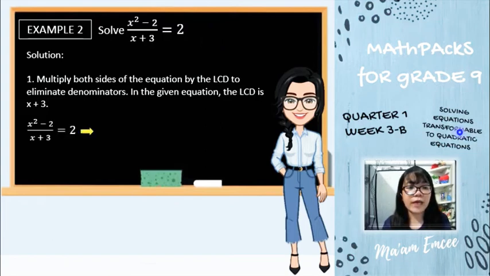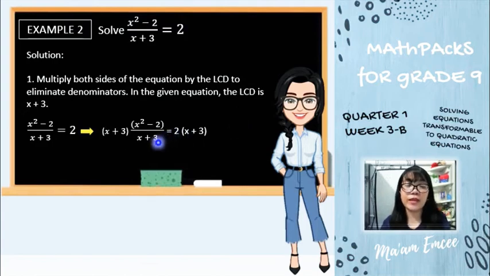So we multiply x squared minus 2 over x plus 3 by x plus 3, and then we multiply 2 by x plus 3. And then we simplify. So we can cancel out this x plus 3 because x plus 3 over x plus 3 is just equal to 1, and 1 times x squared minus 2 is just equal to x squared minus 2. And then we distribute 2 to the binomial x plus 3. So we need to multiply 2 to x, and then we multiply 2 to 3. 2 times x is equal to 2x, and 2 times 3 is equal to 6 or positive 6. So we have here our quadratic equation. x squared minus 2 is equal to 2x plus 6.